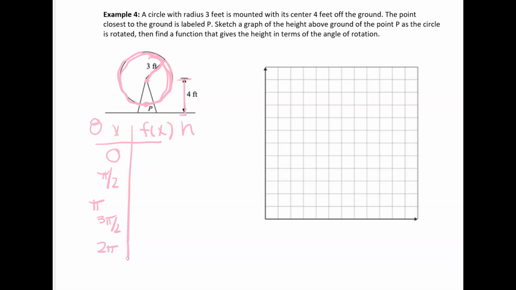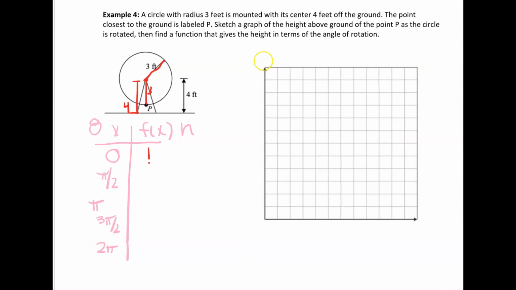Now consider this. Let me get some stuff off our drawing here. If the radius is 3, that means from the center to that point P is also 3. And if the entire height is 4, that means that the first height at 0 degrees of rotation is going to be at 1. Then when we rotate to pi over 2, that would be a quarter rotation, so we would be right here, and we can see that that is 4 feet.